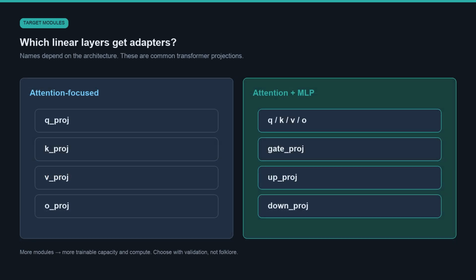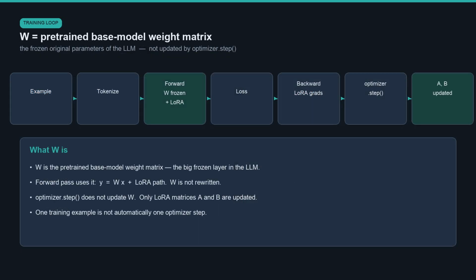You also choose which layers get adapters. Common attention projections are Q, K, V, and O. You can add MLP projections: gate, up, and down. Names depend on the model. Adapting more modules increases capacity and compute. Validate the choice.